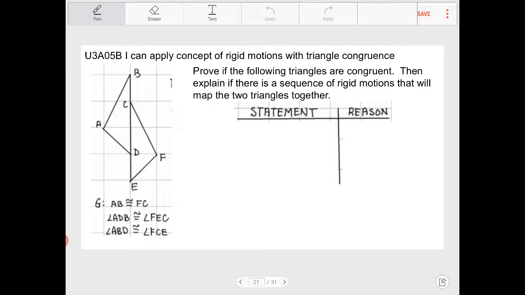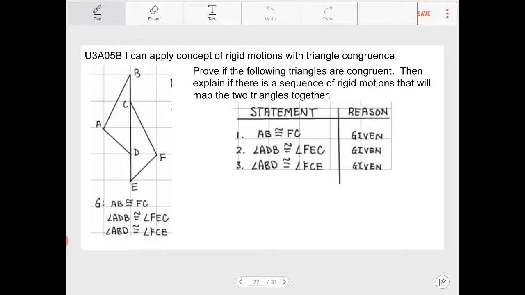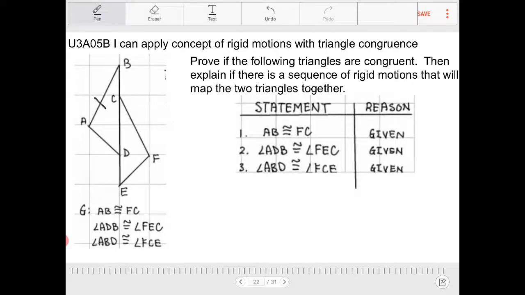Okay, so hopefully you got some time to think about this. We're going to key in all the information that's needed in this problem. All the given information is right there, so we're going to draw all over this. We know that AB is congruent to FC. We also recognize that angle ADB, which is this angle over here, is congruent to FEC, which is this angle over here. Whoops, ADB I meant, so it's this guy. And lastly, ABD, which is this angle over here, is going to be congruent to FCE, which is this guy right there.